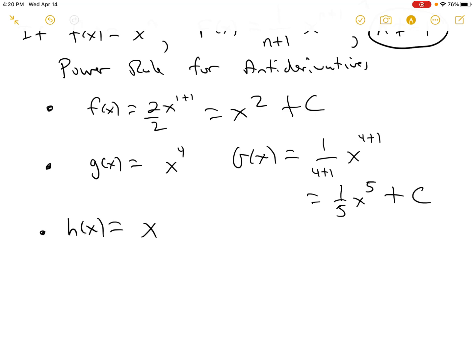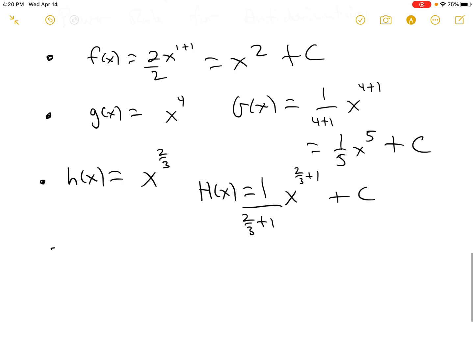And this works with fractions, so we have, let's say 2/3 here, right? So cap H is 2/3 plus 1, and we have 1 over 2/3 plus 1 out front here, plus C, and this equals x to the 5/3 with a 3/5 out front plus C.